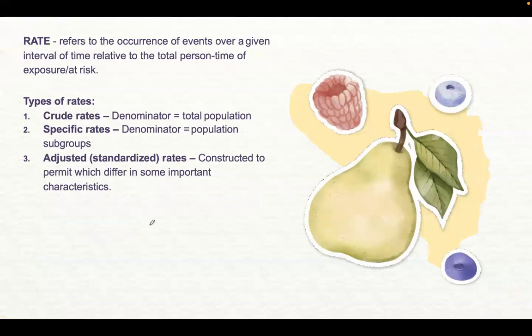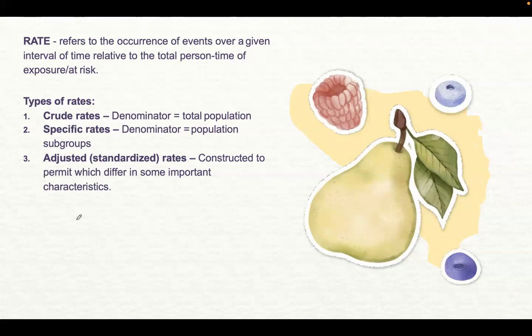So, like what we've mentioned, if we're talking about proportion, it means that the numerator is part of the denominator. However, we're not talking about a specific time frame. Wala tayong pinag-uusapan na oras dito. Kasi kapag meron na tayong time frame na pinag-uusapan, it will be referred to as rate. Rate refers to the occurrence of events over a given interval of time relative to the total person of time or exposure at risk. So what are the different types of your rates?